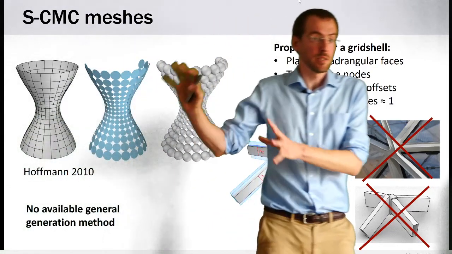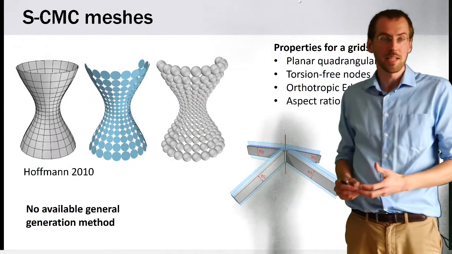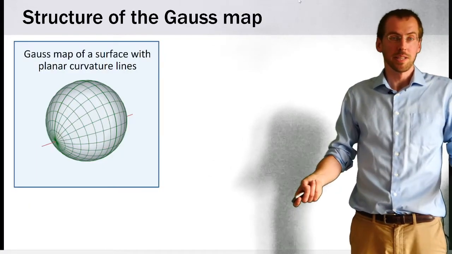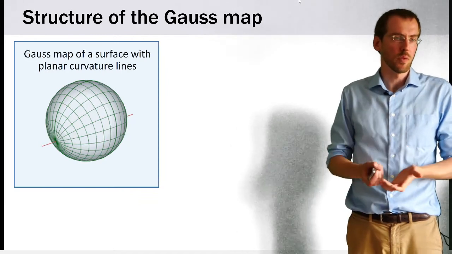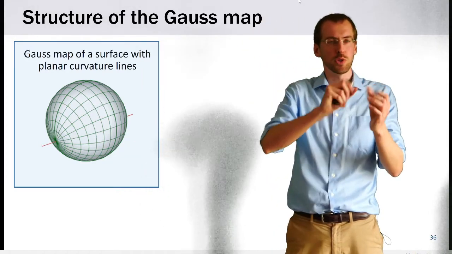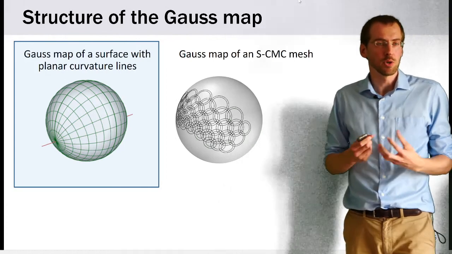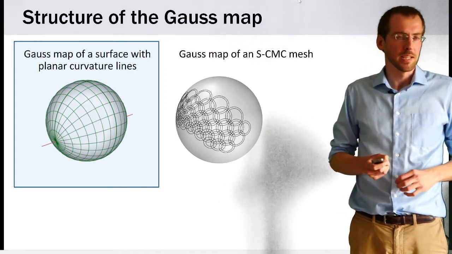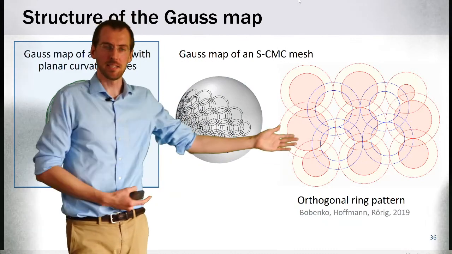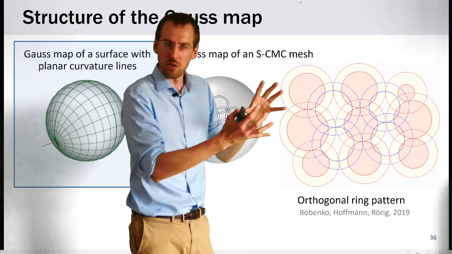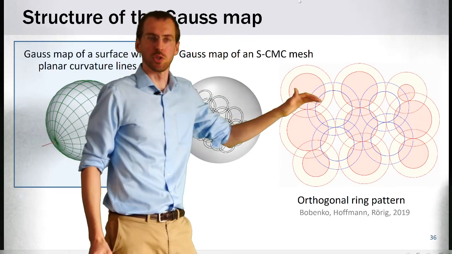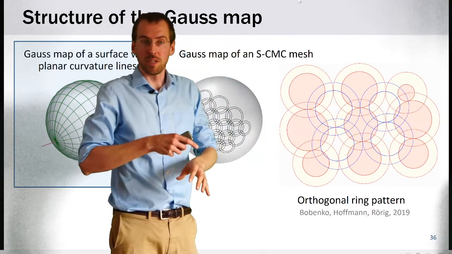So these SCMC meshes have a lot of interesting properties, but there is at the moment no available generation method. So how can we construct them? Well, we proposed a method that is again based on the Gauss map of these surfaces. You remember that for surfaces with planar curvature lines, the Gauss map was based on orthogonal circles. Well, for these surfaces, the Gauss map is best described by a circle packing. And more precisely, it is described by an orthogonal ring pattern, this strange animal here. Circles that are coming in pairs, with the smaller circles touching in one direction, the larger circles touching in the other direction, with circles in between crossing at 90 degrees.